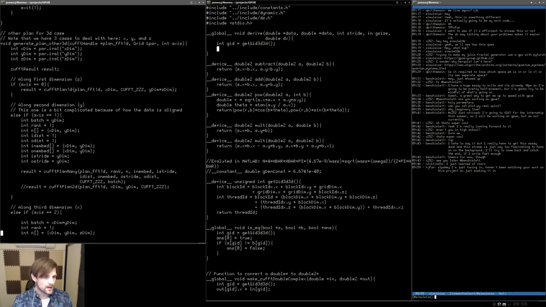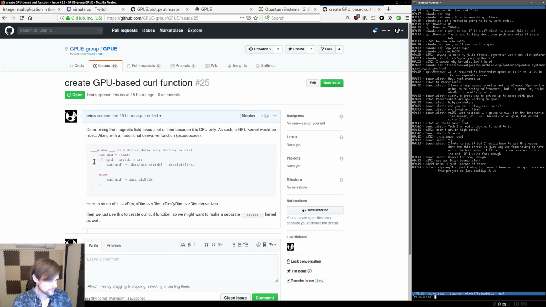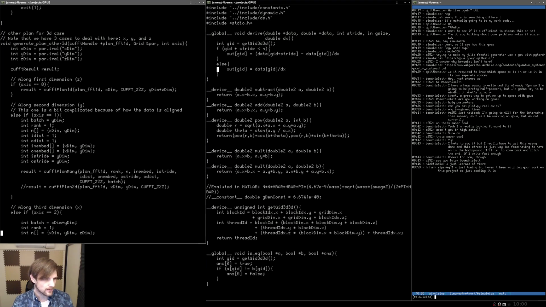Okay, so now let's go ahead and perform this. I think I can just directly take this that we have here. So we're going to say if GID plus stride is less than G size, then we're going to say out of GID is going to be data of GID plus stride minus data of GID, over dx. That should be correct.